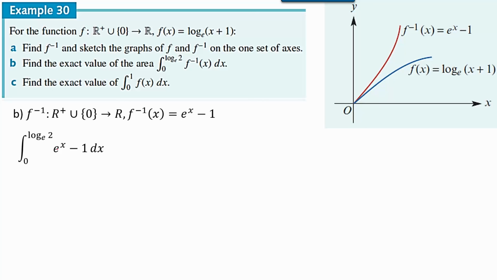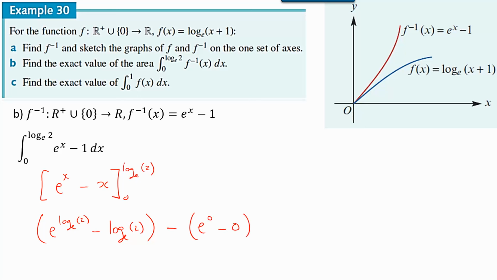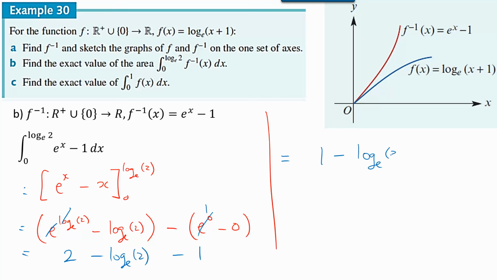Let's work out the area. You derive e to the power of x is e to the power of x, and you derive 1, x, using the fundamental theorem of calculus. E to the power of 0 is 1, so this becomes minus 1. E to the power of log e, they're inverses of one another, so you get 2 minus log e of 2. So if you simplify that down, the integration should equal 1 minus log e of 2.